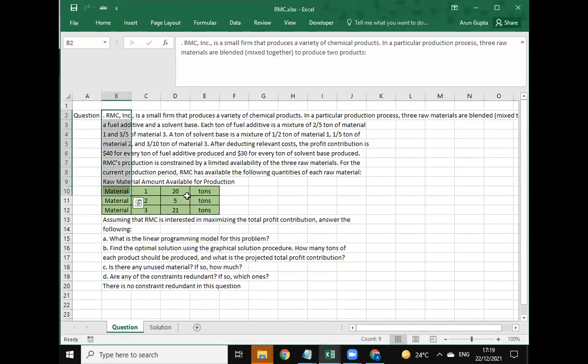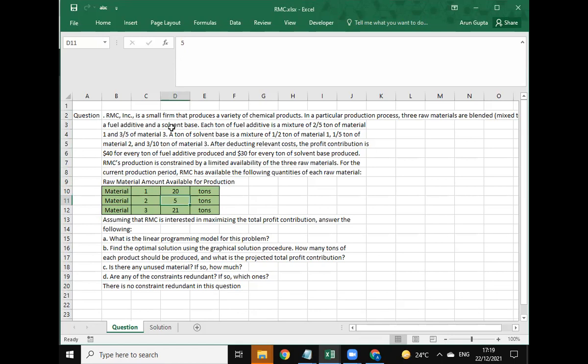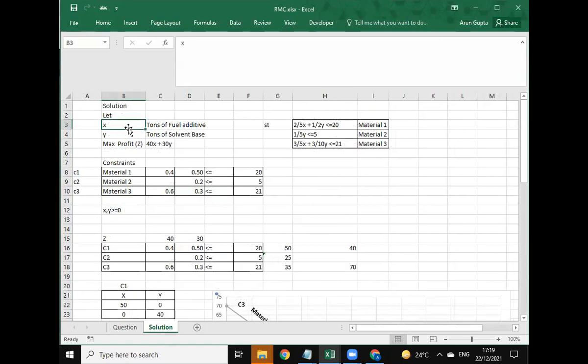This is the question: RMC Inc is a small firm that produces a variety of chemical products. Question A asks what the linear programming model for this problem is. We have taken two variables, X and Y: X for tons of fuel additive and Y for tons of solvent base. Here the constraints, the S.T., are for three different types of materials: material 1, material 2 and material 3.